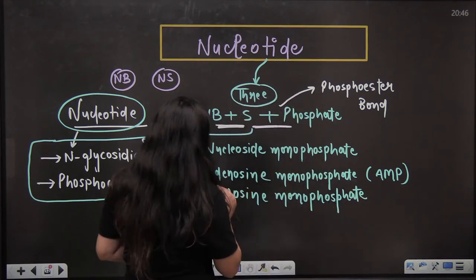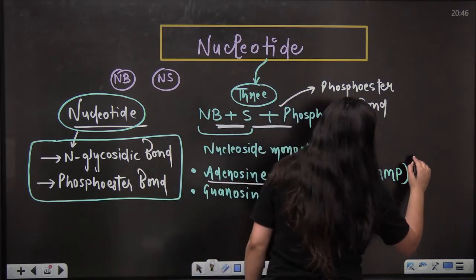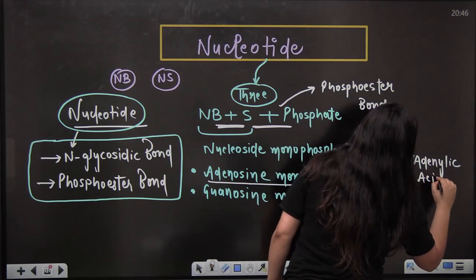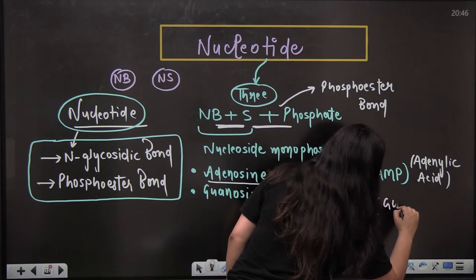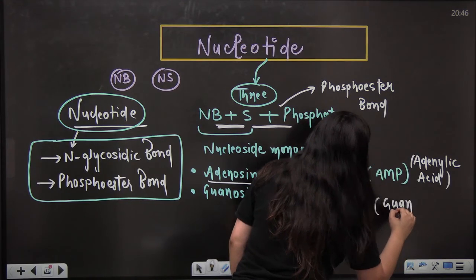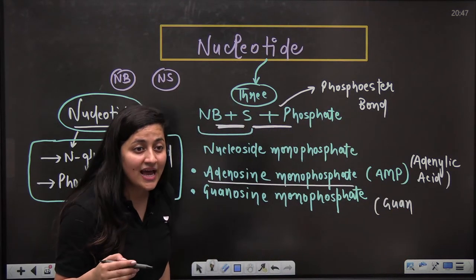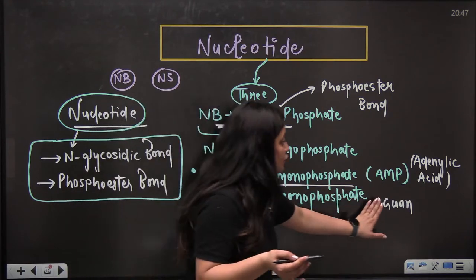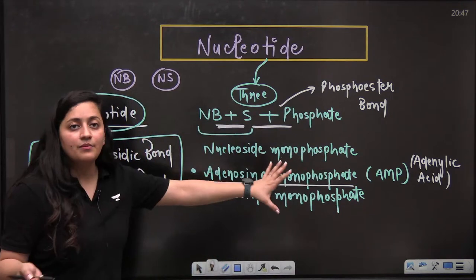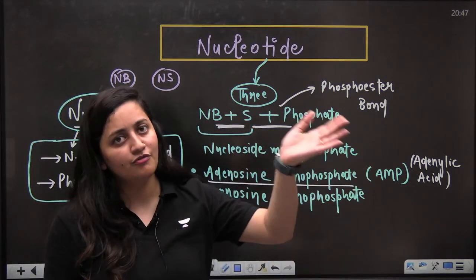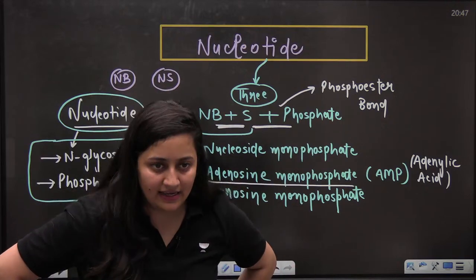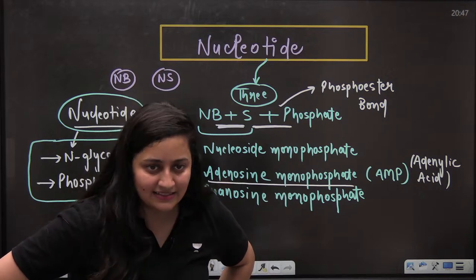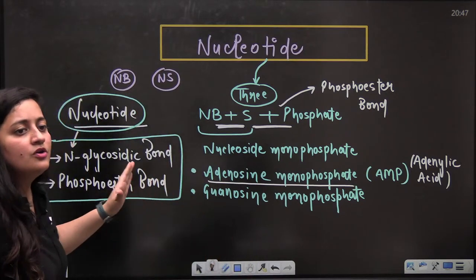Okay, kids? So, adenosine monophosphate, another name is adenylic acid. Guanosine monophosphate, another name is guanylic acid. So, when you are talking about adenosine monophosphate, you can also call it adenylic acid. When you are talking about guanosine monophosphate, you can also call it guanylic acid. So, that is how the nomenclature changes.